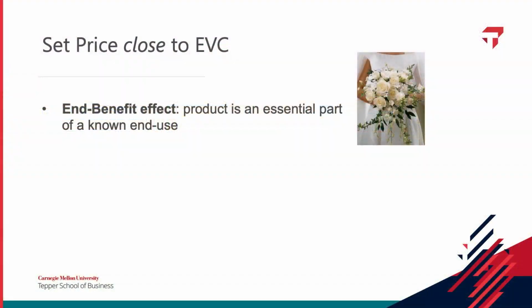The first situation is something that we call the end benefit effect. This is when a product is an essential part of a known end use. So for example, in the wedding industry, flowers in a traditional American wedding are instrumental to the wedding itself. It's critical that a bride carries that bouquet. And florists know this, and will price a bouquet much higher if it's being sold for a wedding than if it's being sold for anything else. And why do they do that? Because they know they could extract as much possible revenue from you because the value you derive in this situation is quite high. There's no alternative, and so you're stuck purchasing this particular product.